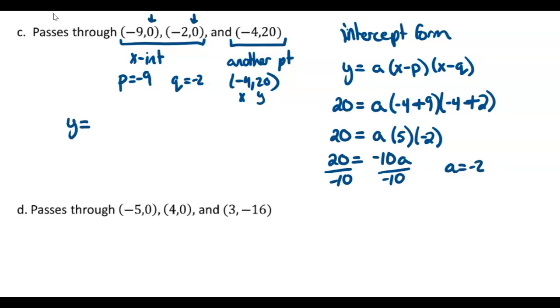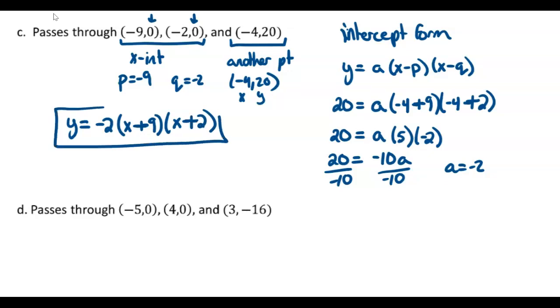So my equation is a is -2, and then I would have (x minus -9) and (x minus -2). I'm going to change those minus negatives to plus. This is my answer in intercept form. If they want it in standard form, I would multiply it all out. I'll show you that on the next one. So if they ask for it in intercept form, I would just leave it here. If they want it in standard form, I'd multiply it all out.